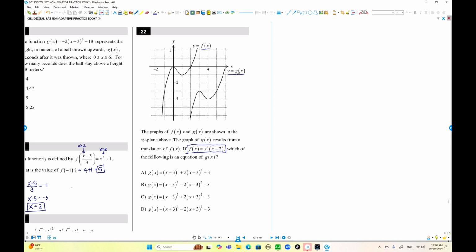But for g(x), there's a translation. You can choose one point over here. This point is a corresponding point. What happens? 3 units to the right, and 3 units down.